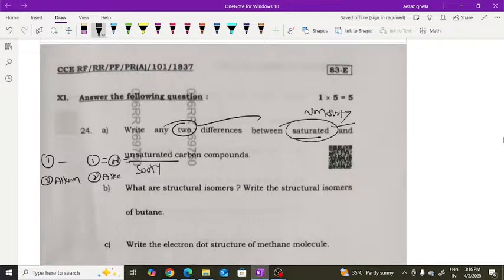Structural isomers, again, we did it in our revision, having the same molecular formula but different structural formula. Butane, they gave, dead easy: straight chain butane and branched chain butane. This is n-butane, this is called isobutane, guys.